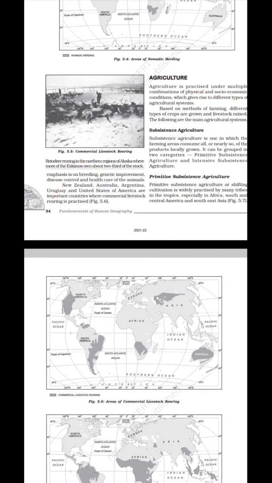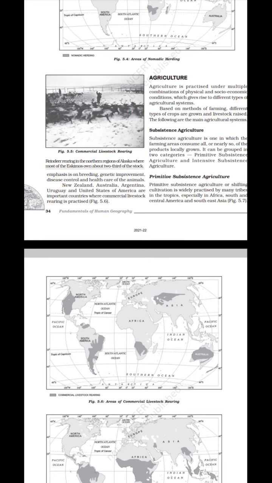Agriculture. Agriculture is practiced under multiple combinations of physical and socio-economic conditions which give rise to different types of agricultural systems. Based on methods of farming, different types of crops are grown and livestock raised. The following are the main agriculture systems. Subsistence agriculture. Subsistence agriculture is one in which the farming areas consume all or nearly so of the products locally grown. It can be grouped in two categories: primitive subsistence agriculture and intensive subsistence agriculture.